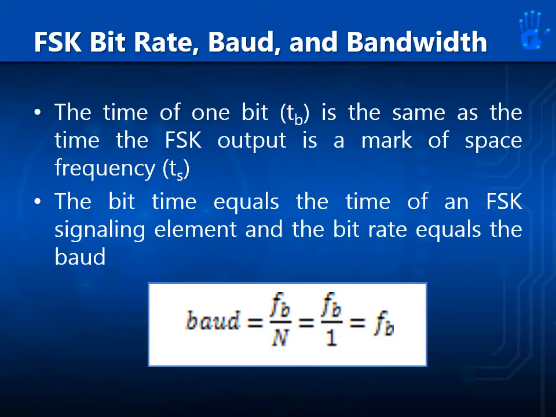FSK bitrate, baud, and bandwidth. The time of one bit, T sub b, is the same as the time the FSK output is a mark or space frequency, T sub s. The bit time equals the time of an FSK signaling element, and the bit rate equals the baud. So baud is given by the equation F sub b over n, but n is also equal to 1 for FSK, so we have baud is just equal to F sub b.